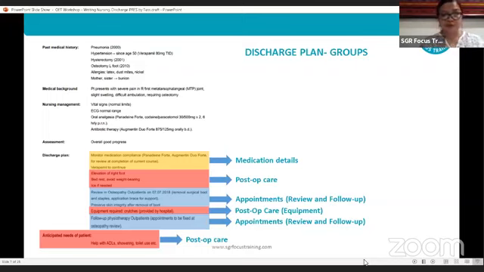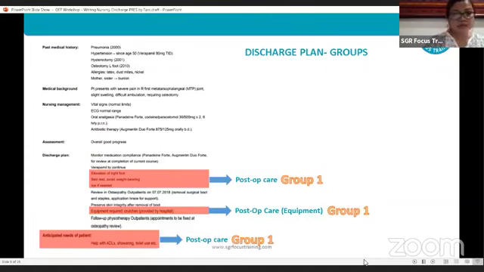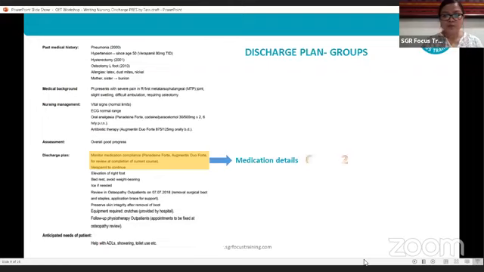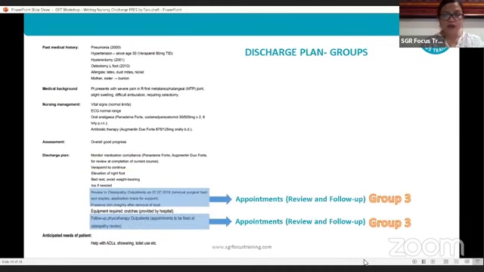So let's have a look at our grouping. What we're doing right now is organizing information where it would logically belong. For our group one, we could see that this is all about post-operative care. Our group two will be the medication details. And finally, we have the appointments, the review and follow-up, which will be our group three. So this will be our grouping.